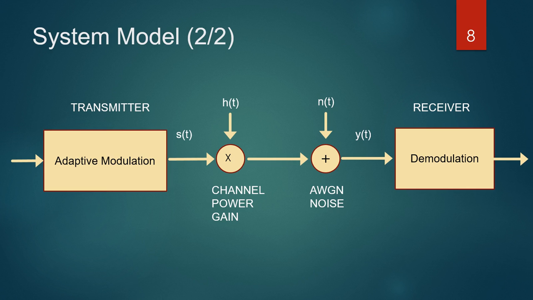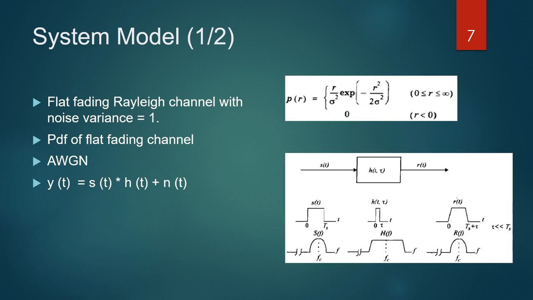Thus, the probability density function of the flat fading channel is given by the expression as shown here. The characteristics of the flat fading channel is also shown here. The exponential distribution of the channel is considered due to the multipath effects of the channel. Also, the rate of variation of the channel determines how frequently the transmitter should adapt to the changing channel condition and choose the best modulation scheme.